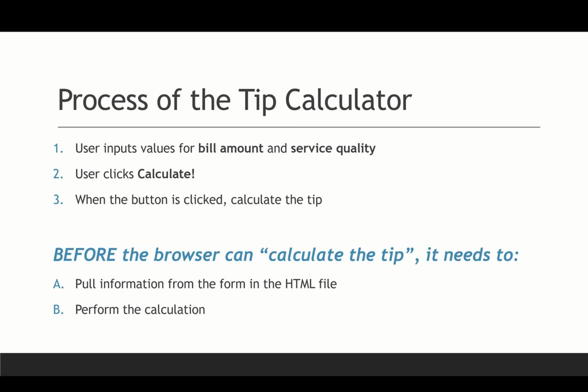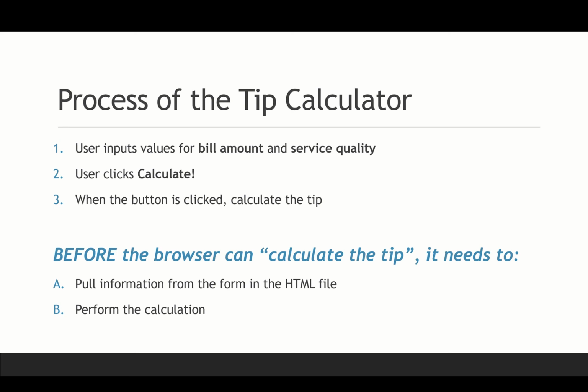When the button's clicked, we want the calculation of the tip to occur, and then we want the tip to appear on the page. But it's really important to note that there's some background stuff that has to happen between the point in which the button is clicked and it returning the value. And actually there's stuff that needs to occur before the button is clicked in the background that we can call upon the second the button is clicked. So the browser needs to be able to pull information from the form. It needs to pull the amount of the bill as well as the service quality.